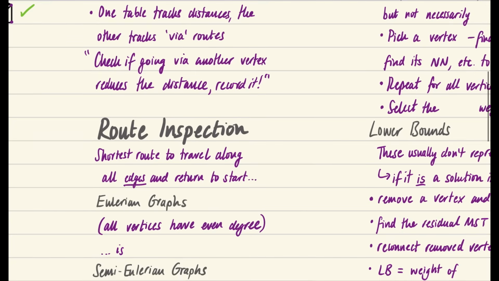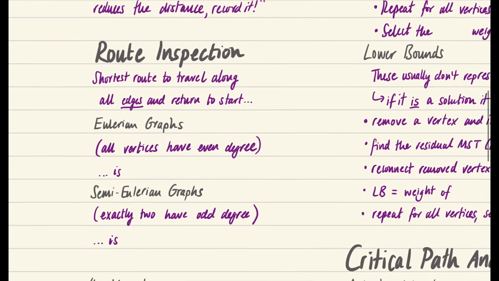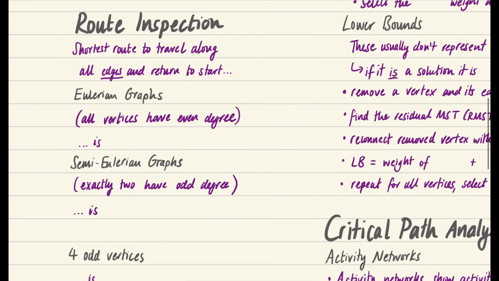Now, route inspection. Route inspection is actually only in AS, but part of it is in A2, and I'll explain that as we go. Now, route inspection is all about trying to find the shortest route to travel along all of the edges and return to the start. Sometimes they will change this part about returning to the start, which I will cover in just a second.